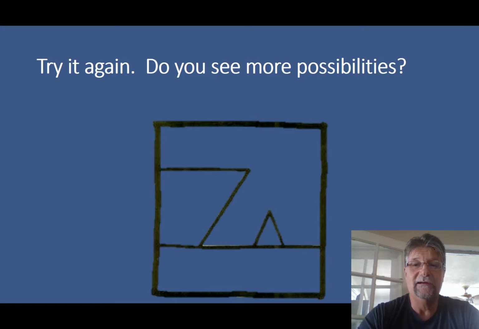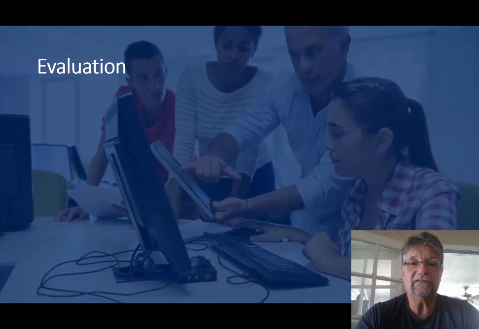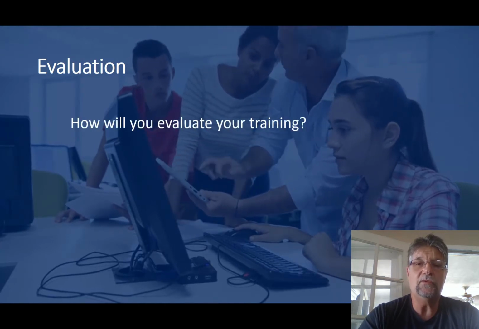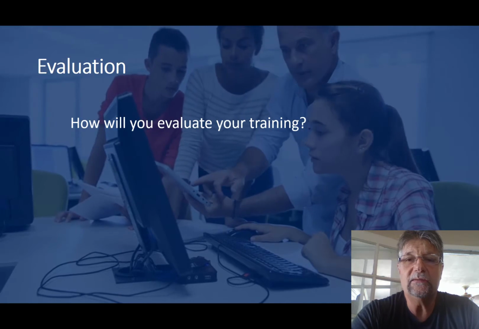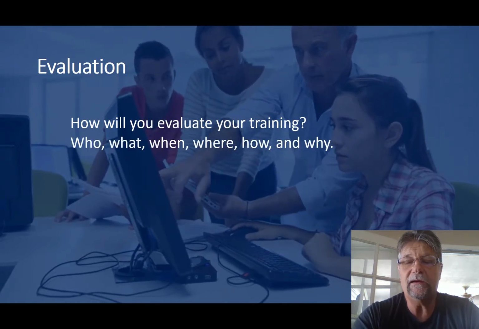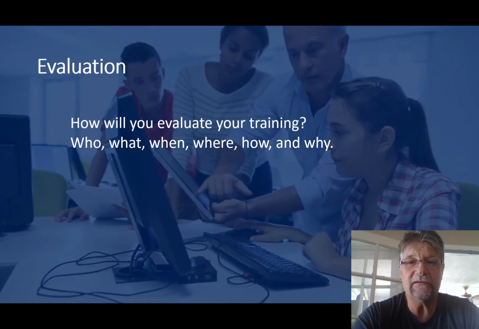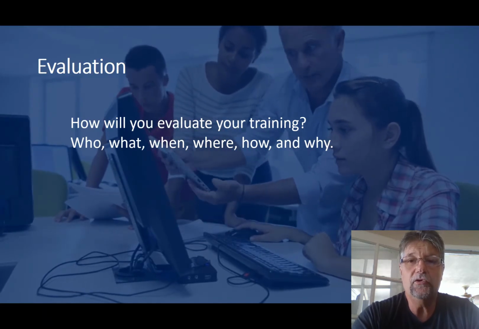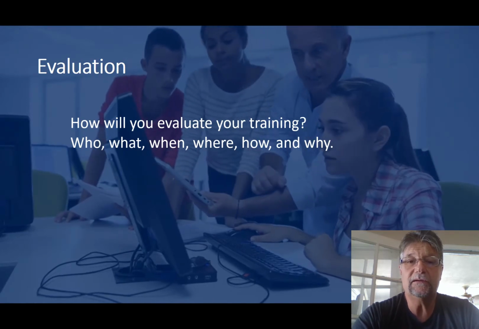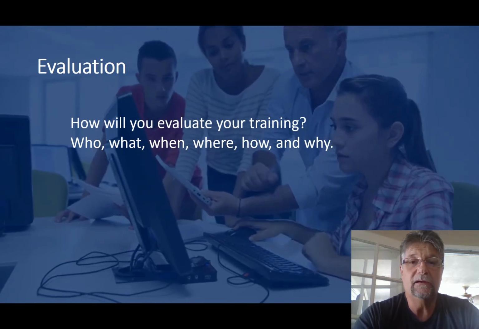I didn't want to give you too many ideas, in other words, to further shut down the schema, but that works very well. So let's look at evaluation. First thing we want to think of is, how will you evaluate your training? And when we try to answer that question, we need to think about who, what, where, when, how, and why. It's pretty much that simple. Who are we going to evaluate? What are we going to evaluate? When are we going to evaluate it? Where? So all about data.